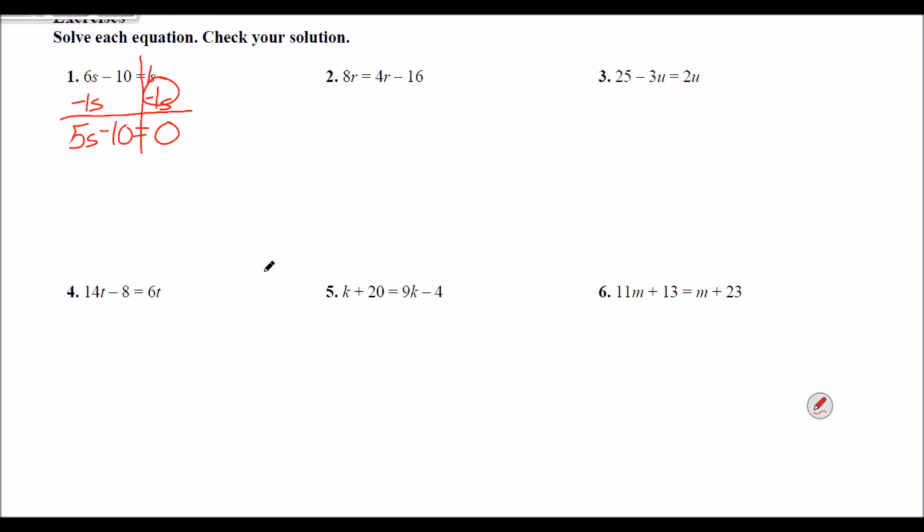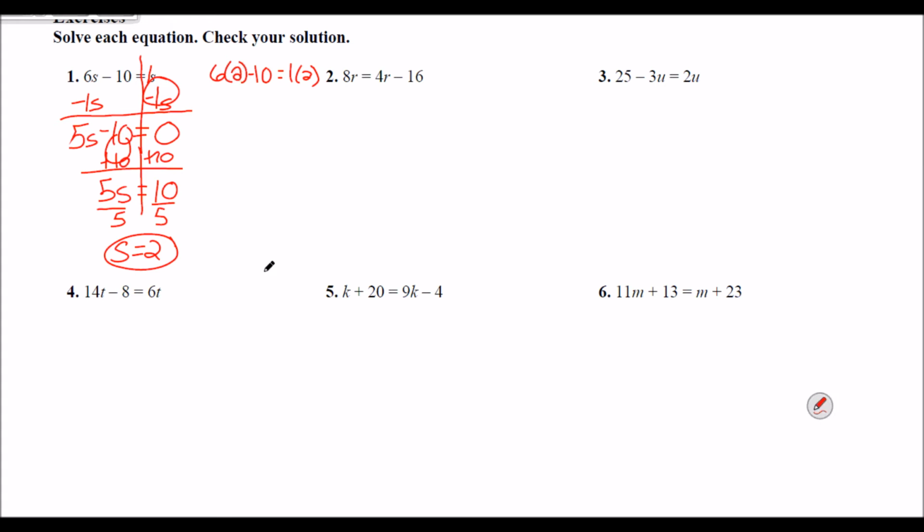So I want to get rid of the subtract 10 by adding 10 on each side. So the 5s equals 10. And then we want to divide each side by 5. And s equals 2. Okay? And again, you could check that by replacing it in the original equation on the left side and on the right side. So again, I choose to solve out the left side first and get an answer, and then solve out the right side second.